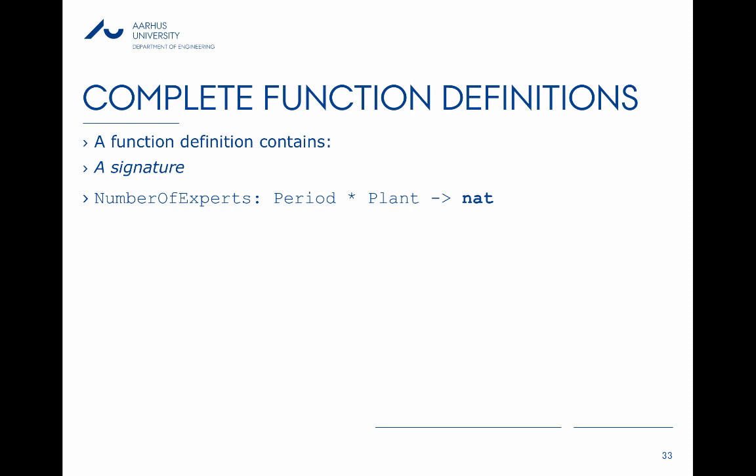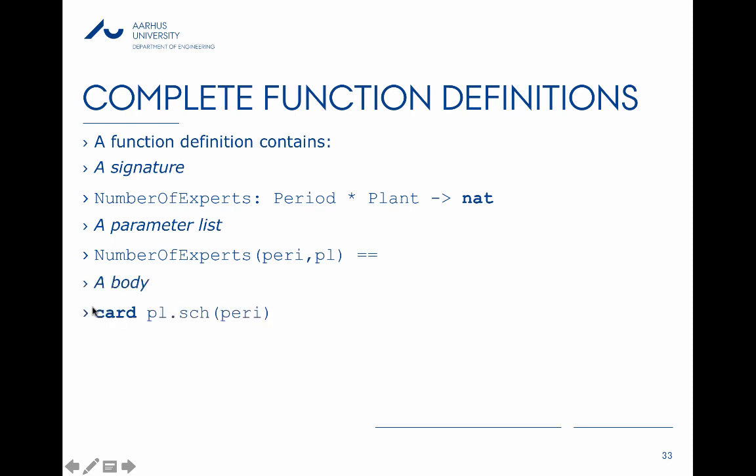When we complete the function definitions, when we have a function signature like this, we need to have a parameter list. That means we give names to the different arguments we have for our function. I call period peri and plan PL in this case. And then a body, in this case, where we want the number of experts, we need to take the size of a set. So we look up the given period in the schedule from the plan, and then we say what's the size of it.